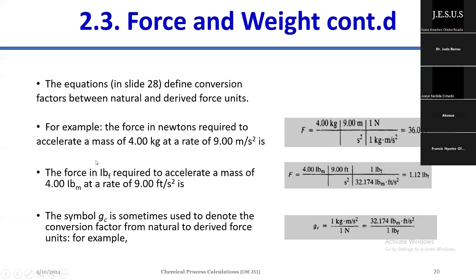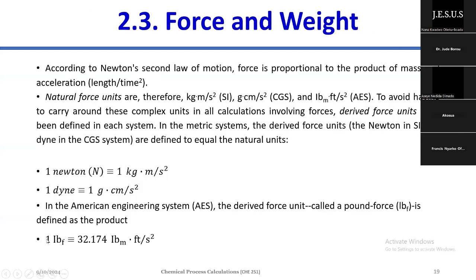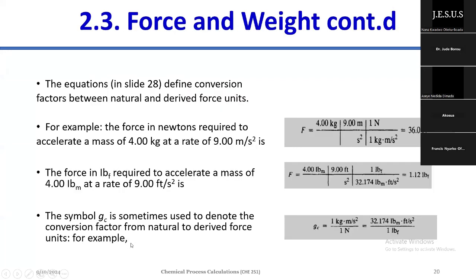So I was saying that when you want to find the pound force required to accelerate a mass of 4 pound mass at a rate of 9 feet per second squared, now when I multiply these two, even though we know force is mass times acceleration, I get 36 pound mass feet per second squared. But then that is not equivalent to 1 pound force, because 1 pound force is 32.174 pound mass feet per second squared. So you need a conversion factor before you can get it in the pound force that we want.